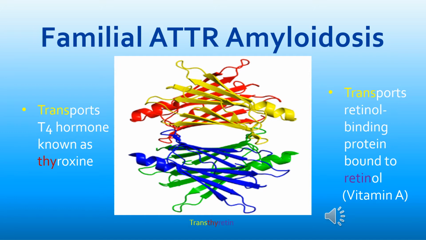Now you see down at the bottom, I took the trans from transport, the thy from thyroxine, and the retin from retinol, and I combined them for you to show you exactly how they came up with this particular name for this type of amyloidosis. Now the A in the ATTR, the A stands for amyloid. So this is the particular type that is caused by this TTR buildup of protein.